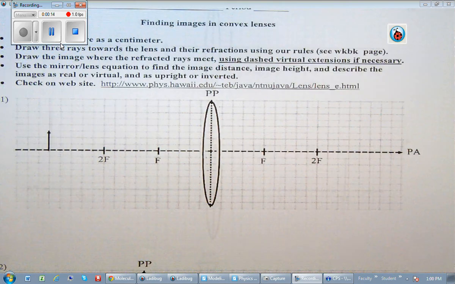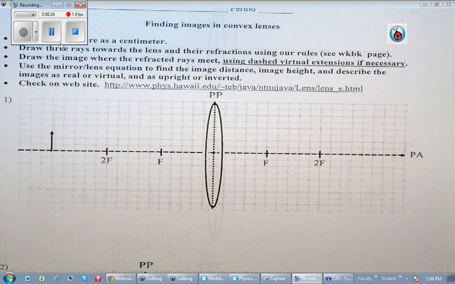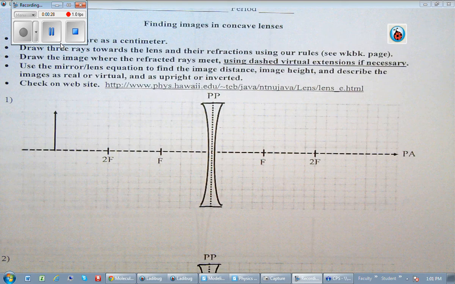This is what you see on the screen here. I'm also going to show, just because you've seen it before, I can do it fairly quickly, the math associated with converging lenses. And then I'm going to show you how we do a diverging lens problem. Same thing, the math and the diagrams.